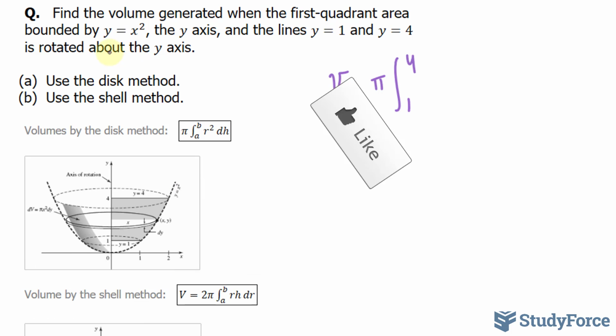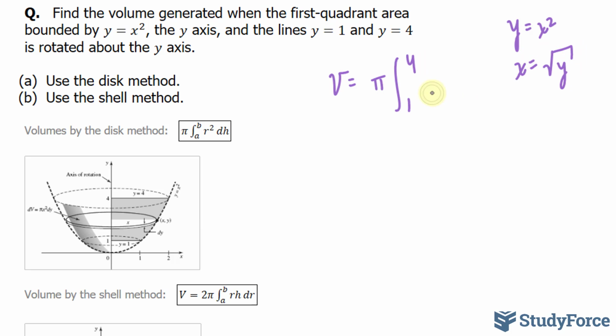Now, since it's being rotated about the y-axis, we have to rearrange our equation so that it's in terms of y instead of x. So my equation is y is equal to x squared. I'll solve for x, where I get x is equal to the square root of y. And I'll substitute that where we see the r. So the square root of y to the power of 2. And since it's in terms of y, we have to write down dy.